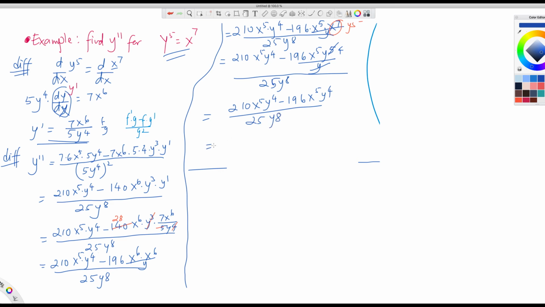If you simplify that, what do you get? 210 minus 196, because x to the 5 y to the 4 and x to the 5 y to the 4 are like terms, that will be 14 x to the 5 y to the 4 divided by 25 y to the 8, right? If you divide by y to the 4, there will be y to the 4 left. So the final answer will be 14 over 25 and then x to the 5 over y to the 4. So this is the final answer for this problem.